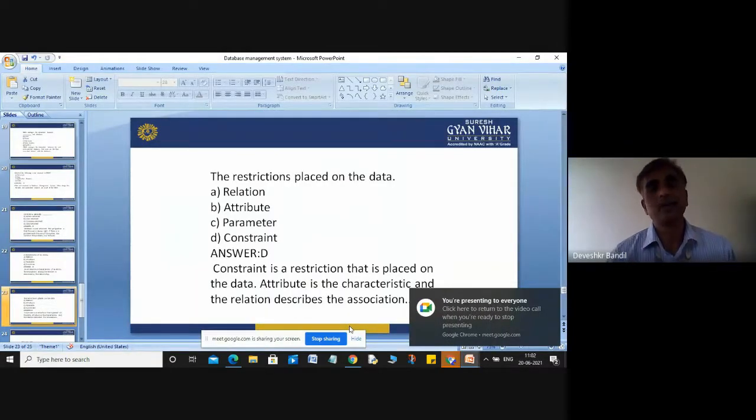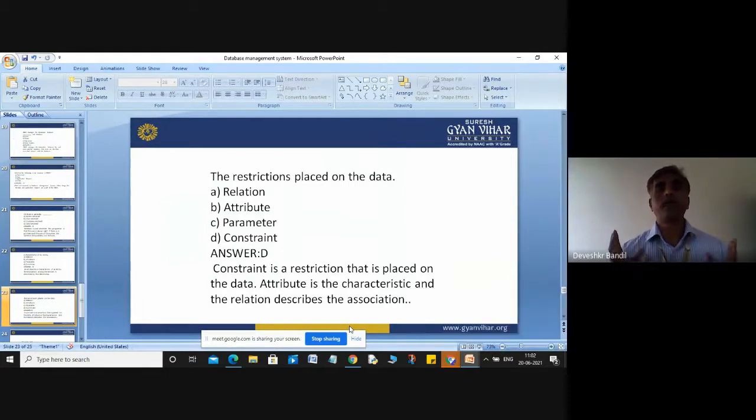The restrictions placed on the data: relation, attribute, parameter, or constraint. Obviously, constraint is the restriction that is placed on the data. Attribute is the characteristic, and the relation describes the association. It means constraint is the restriction. That's why restriction placed on the data is not a relation, not an attribute, not a parameter. Restriction placed on the data is the constraint.